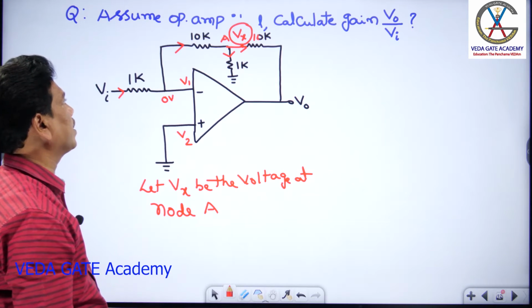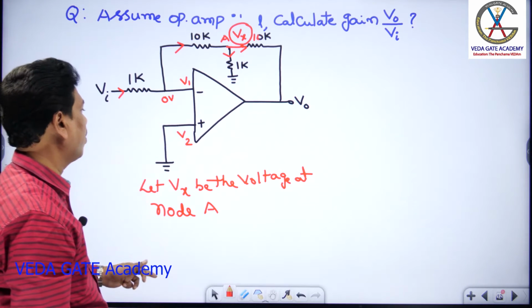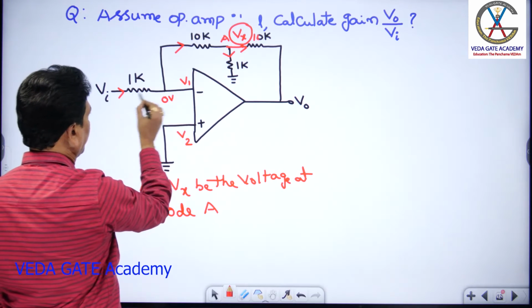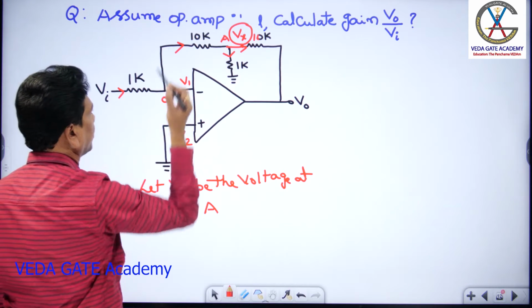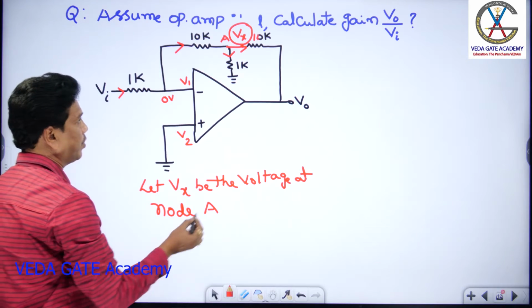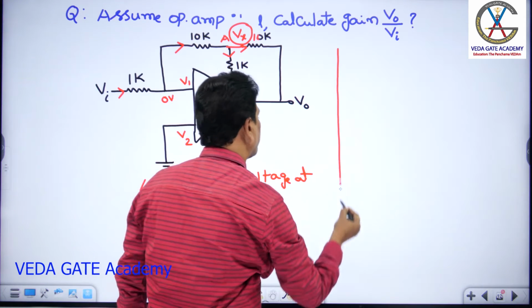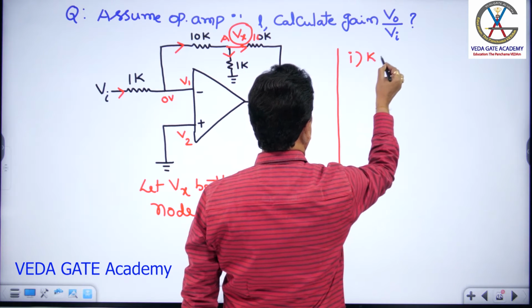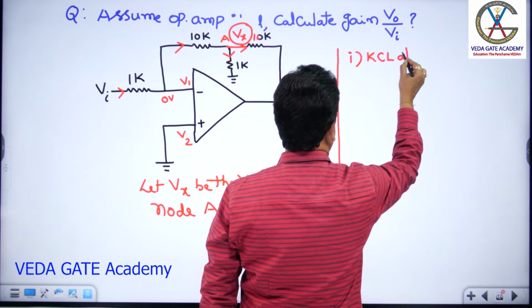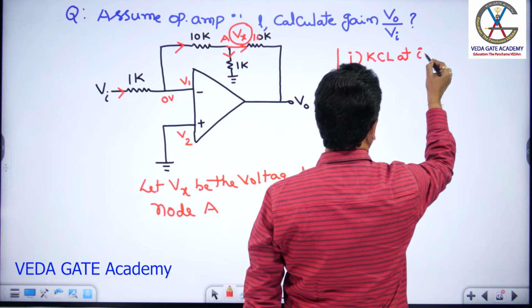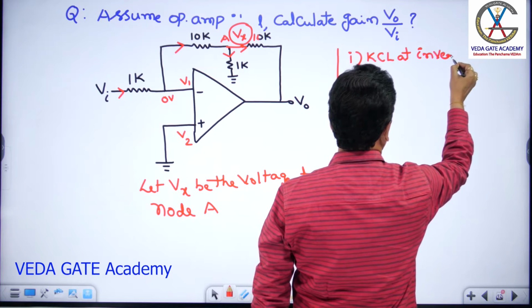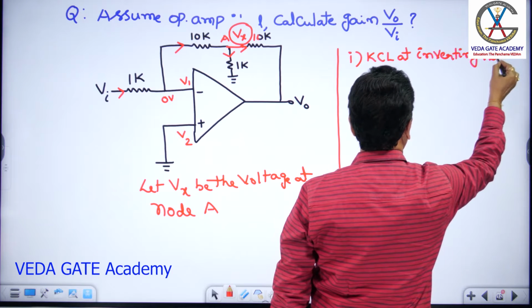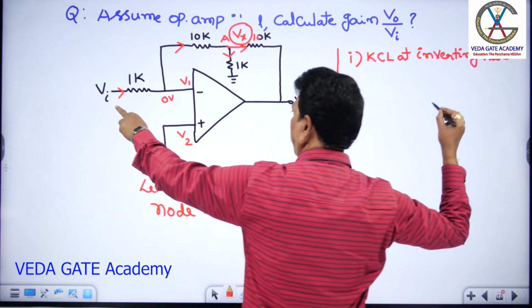Let Vx be the voltage at node A. Now I consider KCL at the inverting node and KCL at node A first. Case 1: I go for KCL at the inverting node.